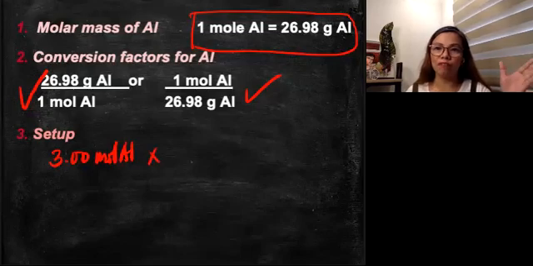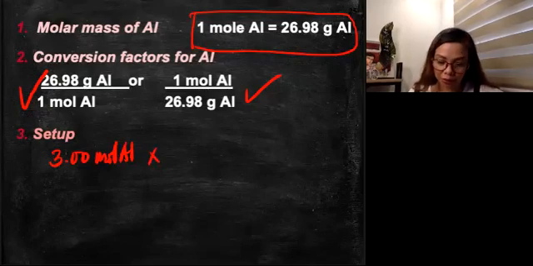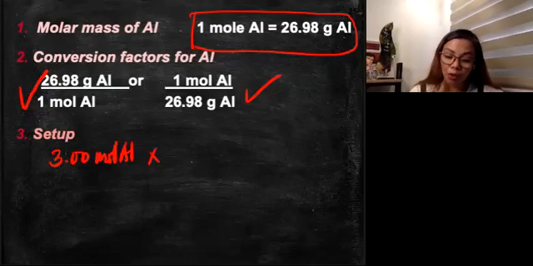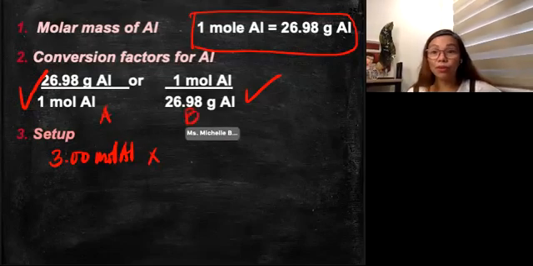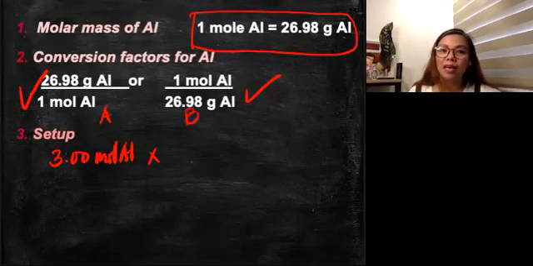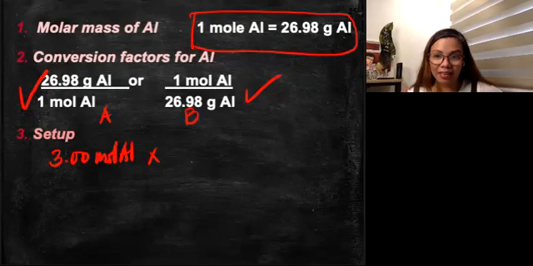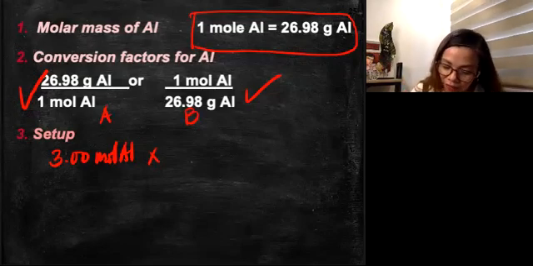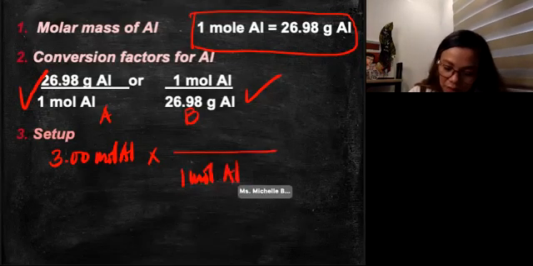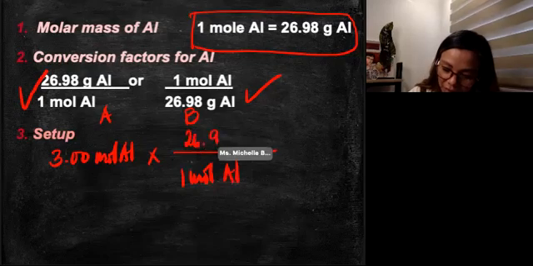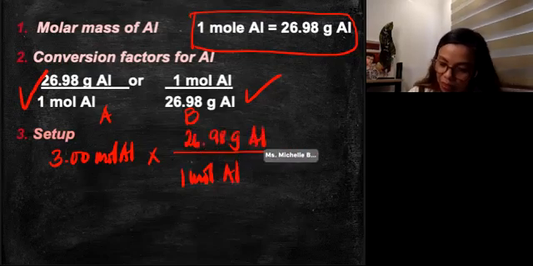From the previous lesson, the factor label method is being used here to convert. Okay, 3.00 mole of aluminum. We multiply it to the conversion factor for aluminum. Which do you think will be used? Is it A or B? What's your choice? Okay, if you have answered A, you are correct. So we have 1 mole of aluminum is equal to 26.98 grams of Al.